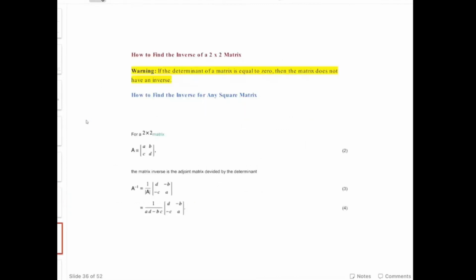Also, it is quite easy to compute the inverse of a diagonal matrix, where you only have non-zero entries on the diagonal, which will just be the reciprocal of each element. For any other matrix, let's say the 2 by 2 matrix, the inverse is actually scaled by the determinant. That is why if the determinant equals 0, then the inverse does not exist.